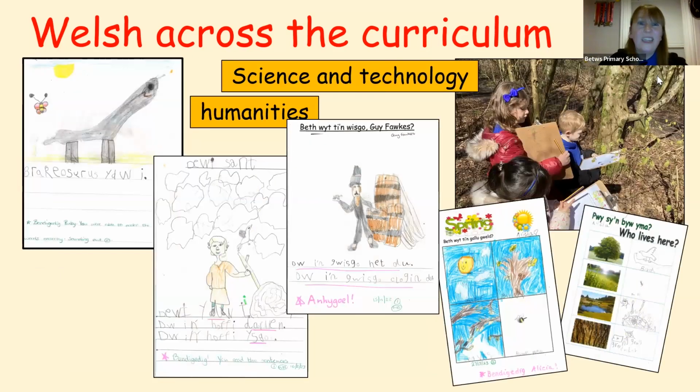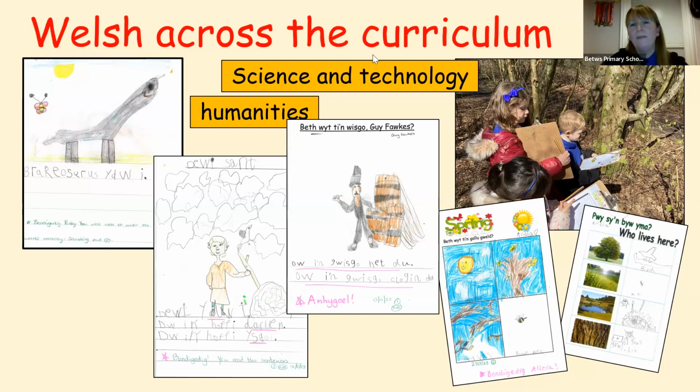Yeah, simply we did dinosaurs, so they were just saying Brachiosaurus ydw i, what is it? No, oh my goodness, I've gone blank. T-Rex, the T-Rex says dwi. Learn about Dewi Sant, so it's Dewi Sant ydw i, dwi'n hoffi darllen, dwi'n hoffi ysgol. Guy Fawkes we've done, so it's like beth wyt ti'n wisgo Guy Fawkes.